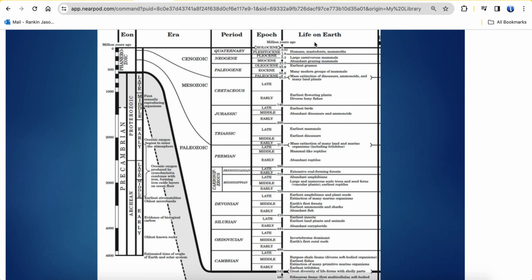All right, so that's all documented. All these time periods are documented on that. Earliest, abundance, and perhaps the extinction of some of these organisms. Not all of them have become extinct.